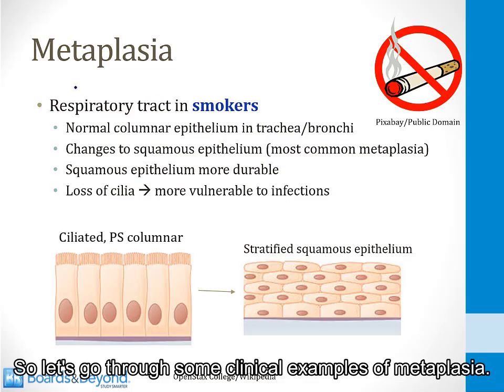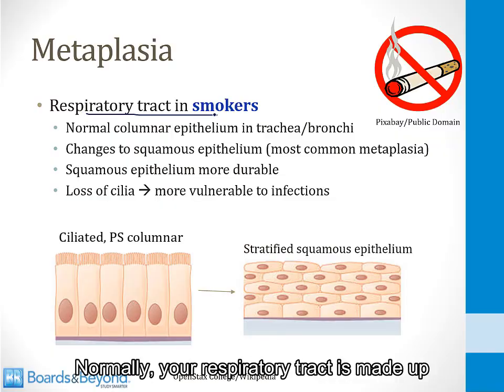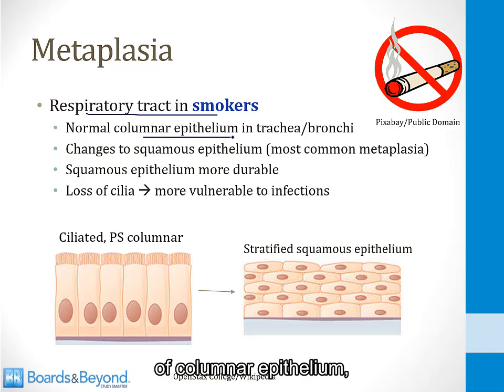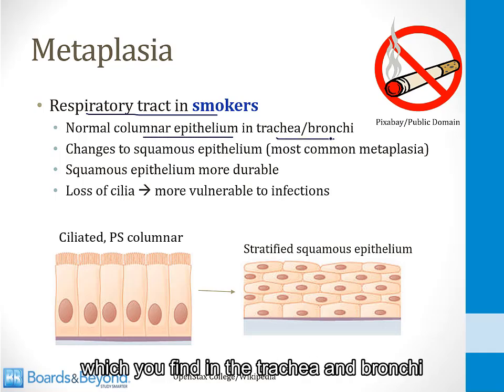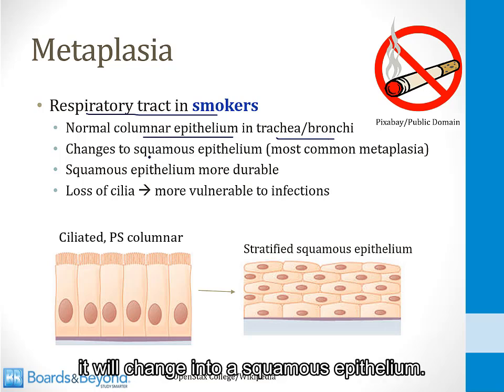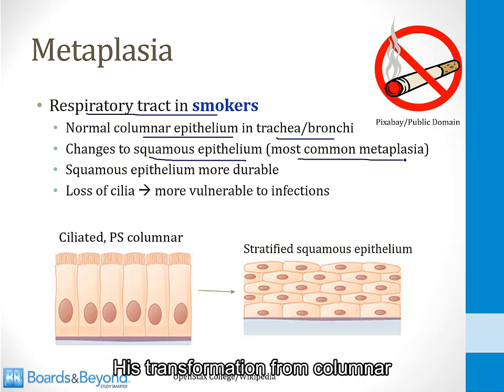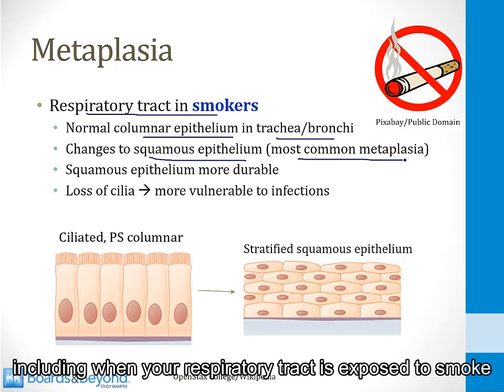So let's go through some clinical examples of metaplasia. A classic one is the respiratory tract in smokers. Normally, your respiratory tract is made up of columnar epithelium, which you find in the trachea and bronchi. But if this epithelium is exposed to smoke, it will change into a squamous epithelium. This is the most common form of metaplasia, transformation from columnar to squamous cell epithelium. This occurs in many cases, including when your respiratory tract is exposed to smoke.